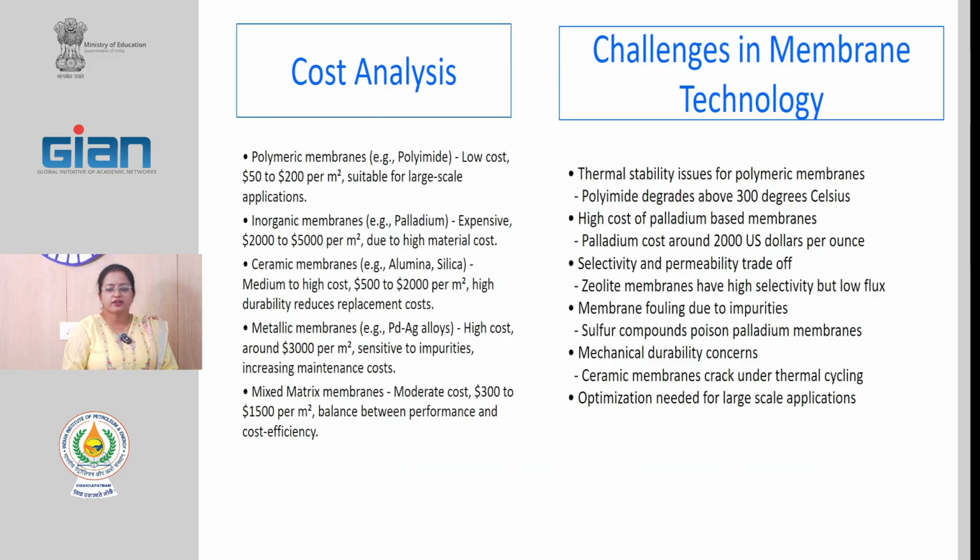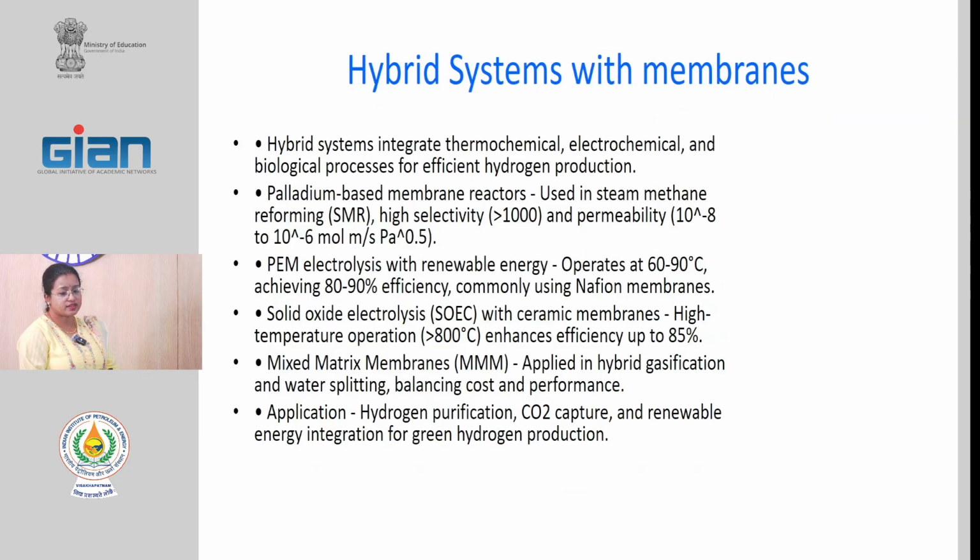Now, in the comparison of cost, polymeric membranes are much more cost effective, so they give you an option for large scale application. Inorganic membranes like palladium are comparatively expensive. Ceramic membranes are comparatively less expensive than palladium. Metallic membranes are also very expensive, but mixed matrix membranes can be a bridge between them and can reduce the cost while retaining the efficiency. So the challenges until now are thermal stability issues, high cost, selectivity, and optimization that has to be done with these membranes.